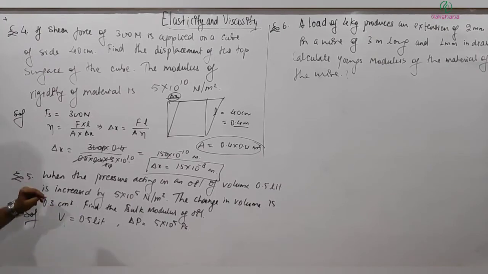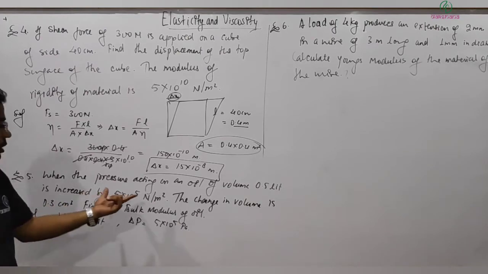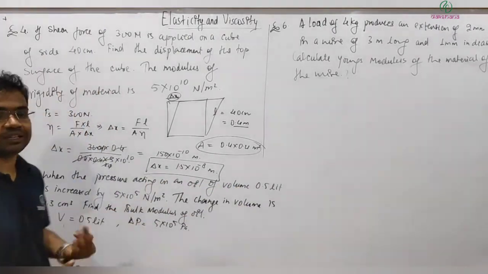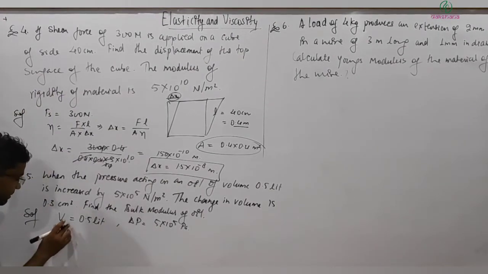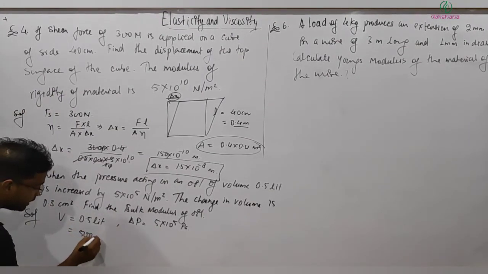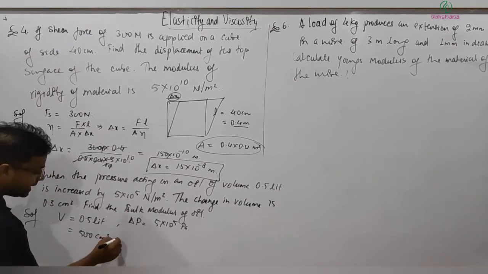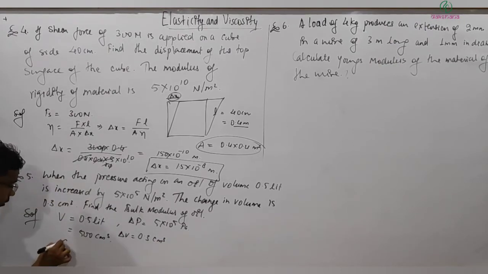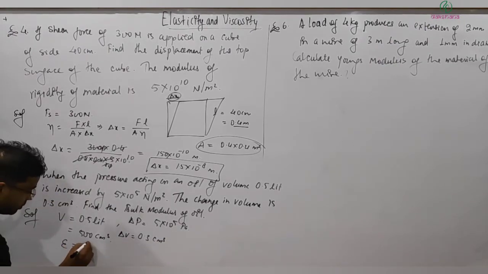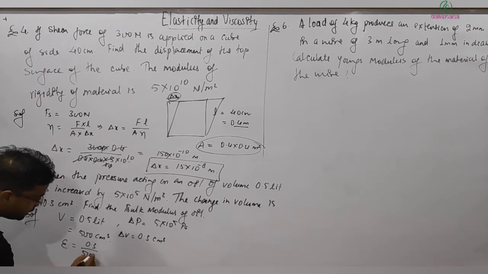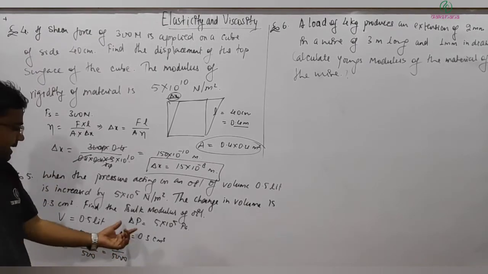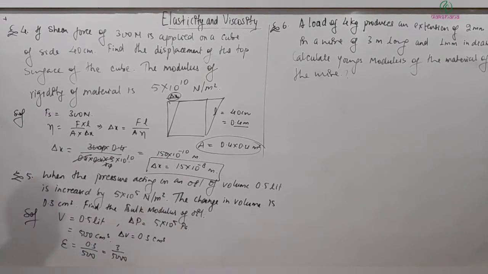Now here you should keep a few things in your mind, that this change in volume is given in centimeter cube and the volume of the oil is given in liter. So we need to convert both of them to the same unit. So this 0.5 liter is equal to 500 centimeter cube, and delta V is equal to 0.3 centimeter cube. So the volume strain is equal to what? 0.3 divided by 500, that is 3 divided by 5000. And delta P is given to you, and now the change in volume, to find the bulk modulus.